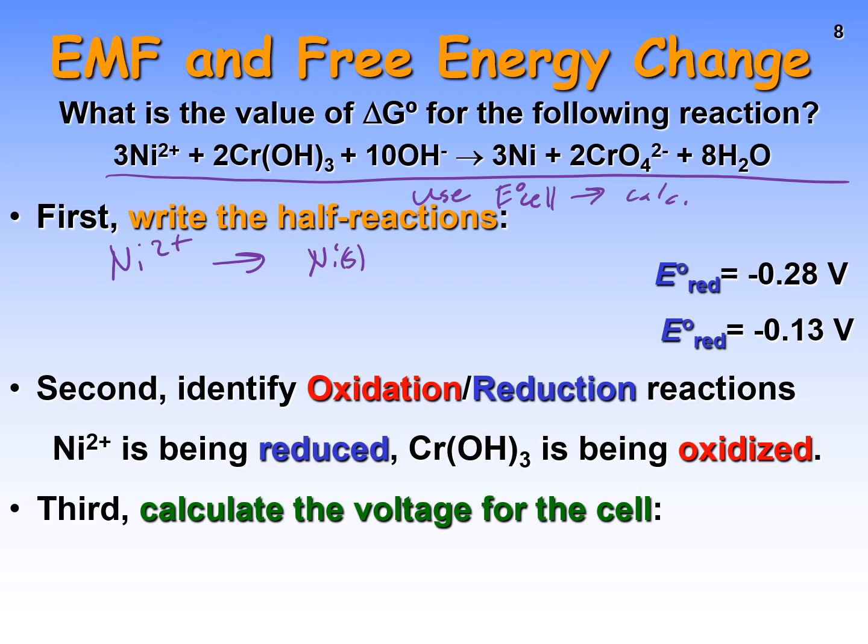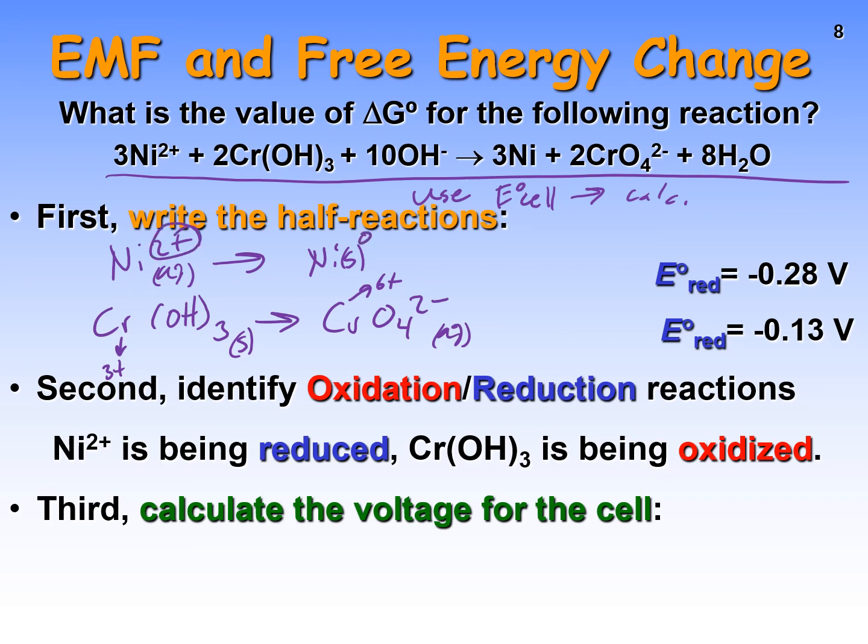And Cr(OH)3, which is a solid, is going to CrO4 2 minus. Now, this one's oxidation number is 3 plus. This one's 6 plus, so I know chromium's being oxidized. This is 2 plus. This is 0, so this one's being reduced.